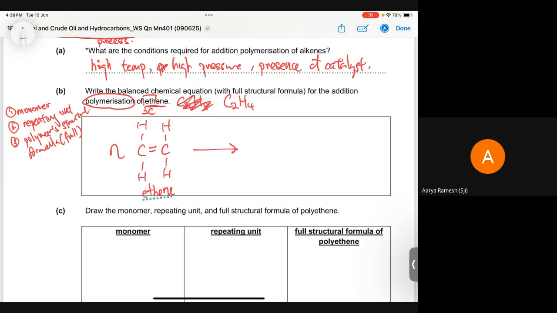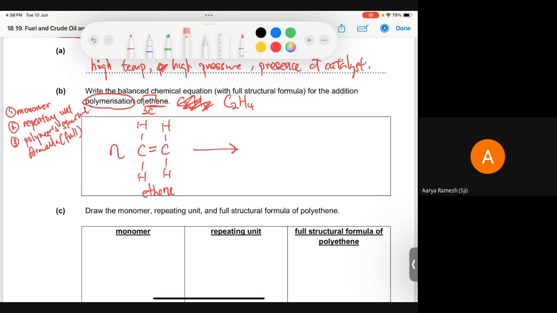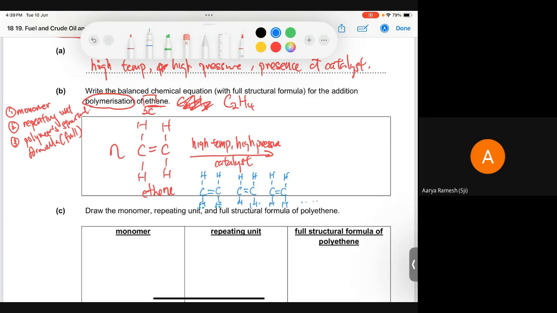What's going to happen in this particular reaction? Sorry, I'm going to erase this and draw my arrow longer. Why? Because this will be high temperature, high pressure, plus catalyst involved. In this reaction, I'm going to use blue to show you what's happening. I've got my ethene, and they will line up. Think of it as them lining up in one straight line, just side by side. So this is another ethene molecule, I draw another ethene molecule. Actually there are still many more on the left and on the right.